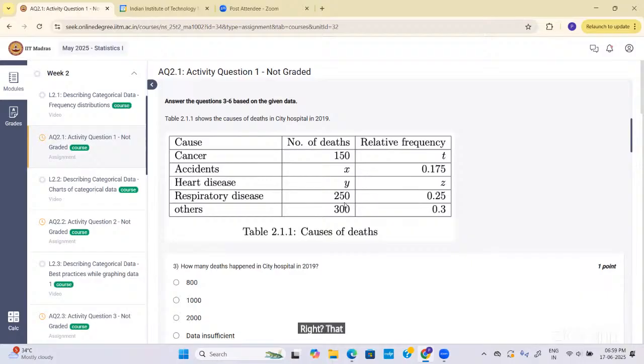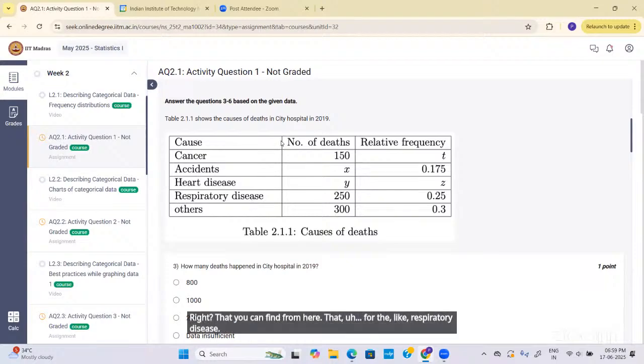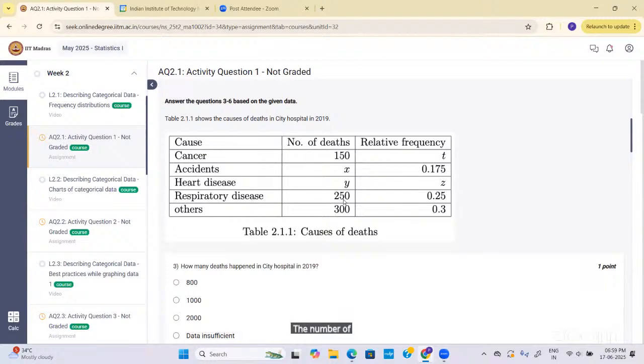That you can find from here that for respiratory disease, the number of deaths or frequency is 250 and the relative frequency is 0.25. So can you find the total number of deaths from this data? Or you can use the last row as well. So it will be 250 divided by 0.25, right? So a total of 1000 deaths are there.